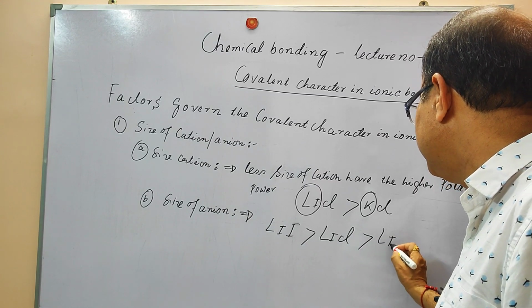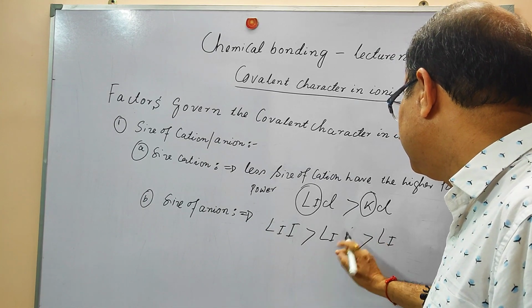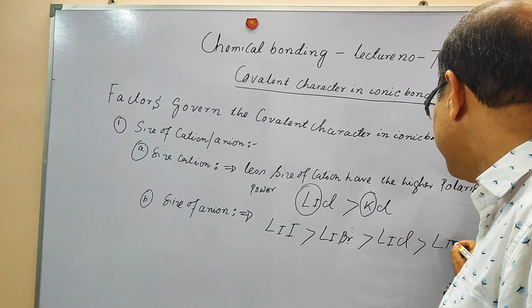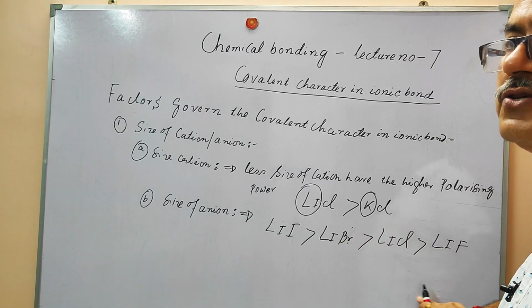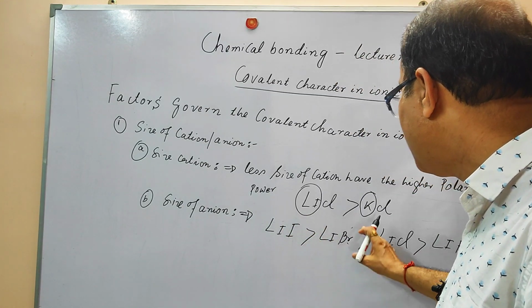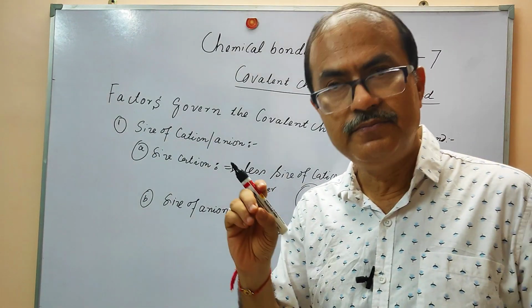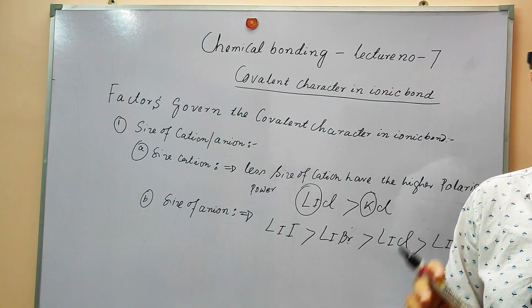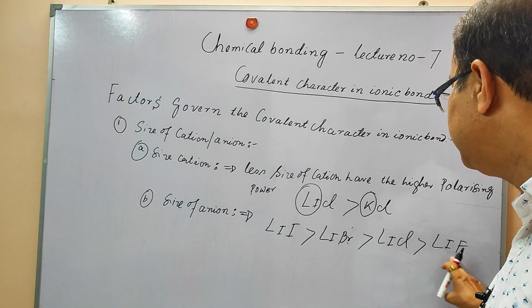Lithium chloride again has much more covalent character in this ionic bond than lithium bromide, then lithium chloride, and then lithium fluoride. So as we go, the covalent character goes on decreasing because the ionic size goes on decreasing. You can say the higher the size of the anions, the higher will be its covalent character, and that we can see from here.